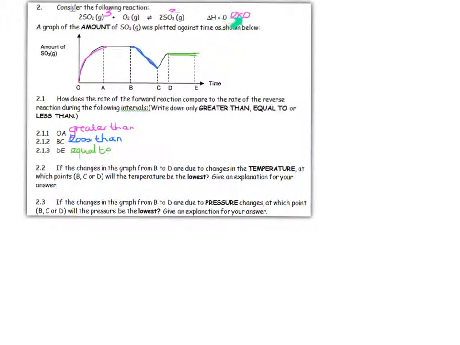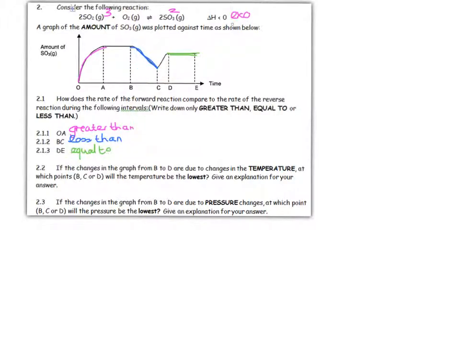If the reaction is an exothermic reaction, low temperature favors the exothermic, but you can see between B and C that I'm actually favoring the endothermic. So I'm increasing the temperature between B and C, and therefore it would be hottest over here before I start favoring the exothermic reaction again. So the hotter I make it, the less SO3 I'm going to have. So that will be the hottest point.